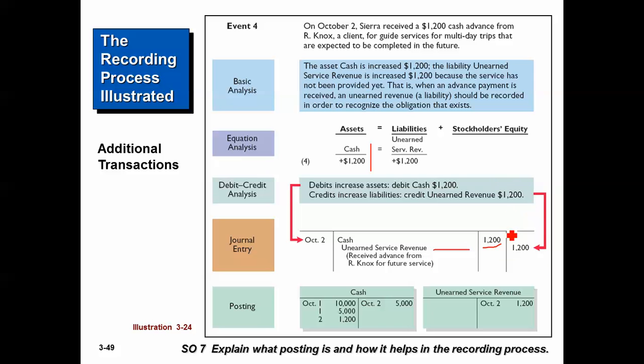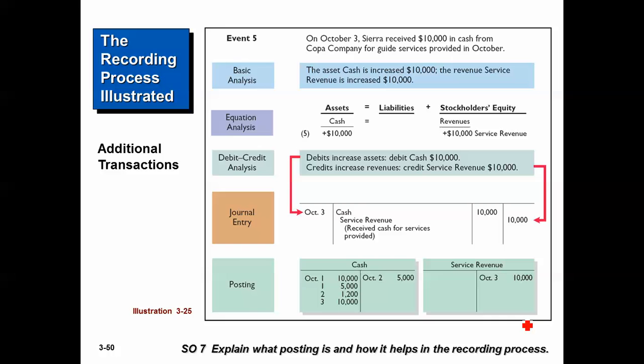Now, when I go to post it, I say, okay, it said debit cash. I go to the cash account, pull it out, say October 2nd, down here, and I debit it, just like the journal said, 1,200. And it says credit unearned service revenue, so I go to unearned service revenue, I pull the card out, and I credit it, 1,200. That's all I do. So for each transaction, that's what you do.